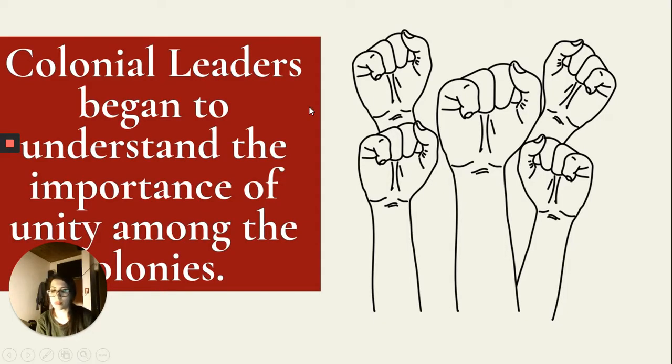It was a perfect example of how a low-level conflict can blow up into bloody chaos in only a short time frame. The Boston Massacre was a major event that happened in Boston when it was under British rule. Colonial leaders began to understand the importance of unity among the colonies.